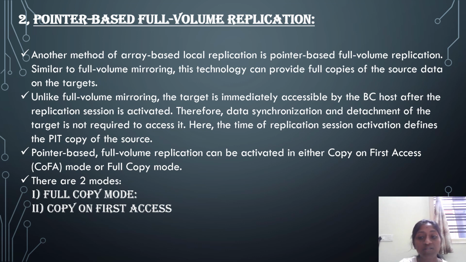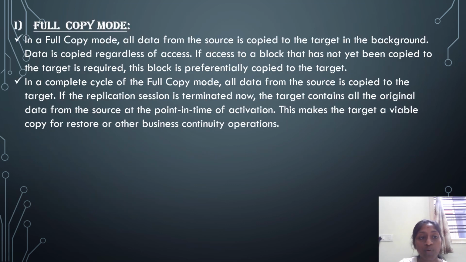There are two modes. The first one is full copy mode and the second one is copy on first access. Full copy mode. In full copy mode, all data from the source is copied to the target in the background. Data is copied regardless of access. If access to a block that has not yet been copied to the target is required, this block is preferentially copied to the target. In a complete cycle of the full copy mode, all data from the source is copied to the target. If the replication session is terminated now, the target contains all the original data from the source at the point in time of activation. This makes the target a viable copy for restore or other business continuity operations.